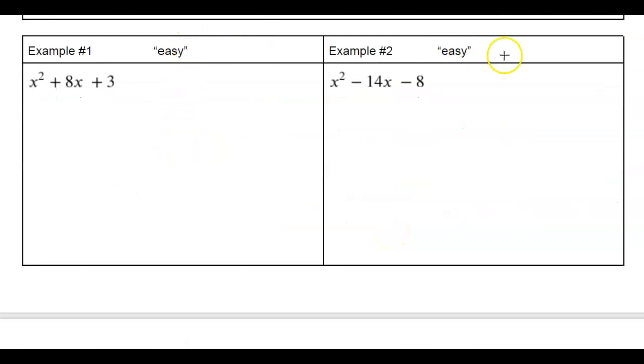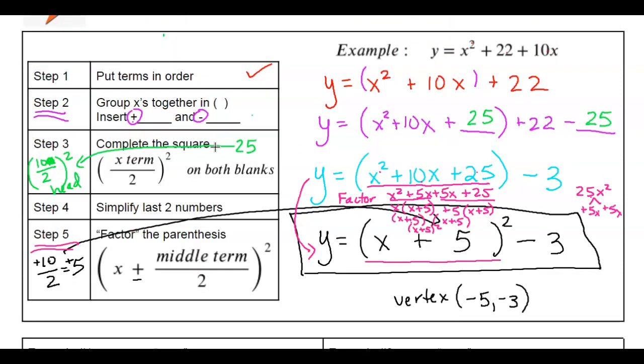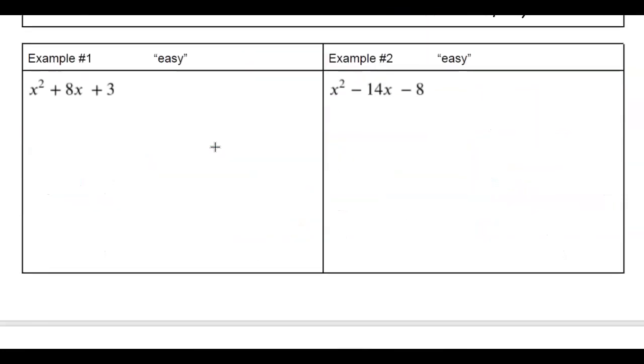So now easy just means this is the easiest it's going to get. There's not a lot of coefficients. The numbers are even for the x terms, so that makes the whole process a lot nicer. You won't have any fractions, okay? So that's what I mean by easy. So I know my steps are up here, but I'm going to go ahead and just write them together, and I'm going to use my colors too.